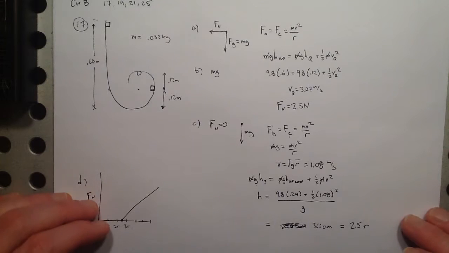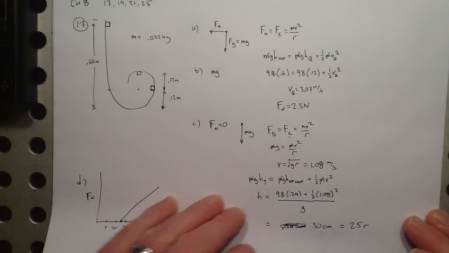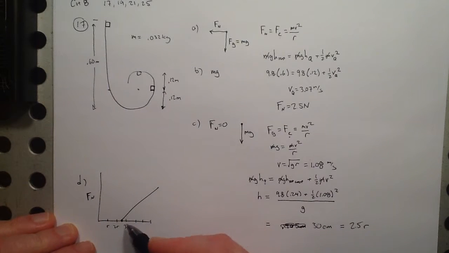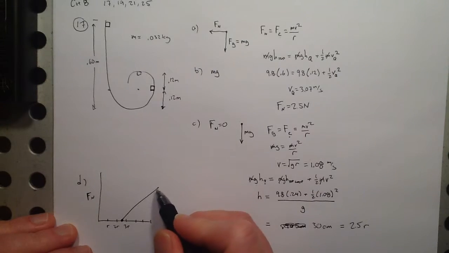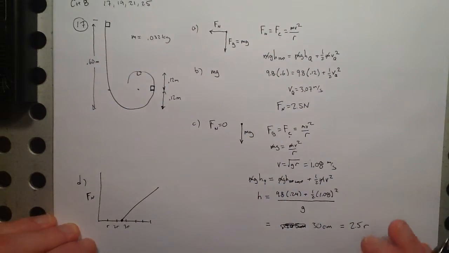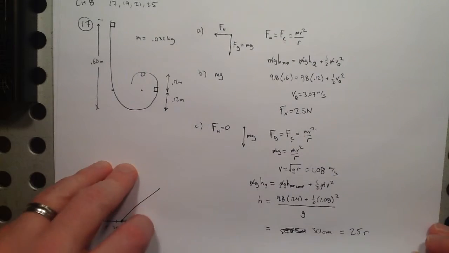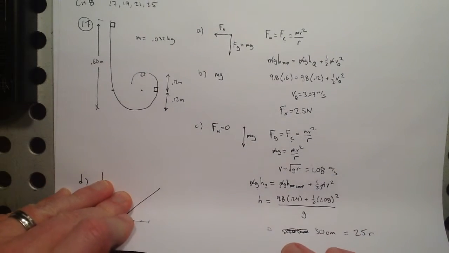So I'll leave that to you if you're interested. I think what I'm most interested that you get from this is that there would be no normal force here because it doesn't even make it to the top of the loop. Here is where it would be zero, and then it would definitely increase as you release it from higher and higher in the loop. Well, that was a long problem.